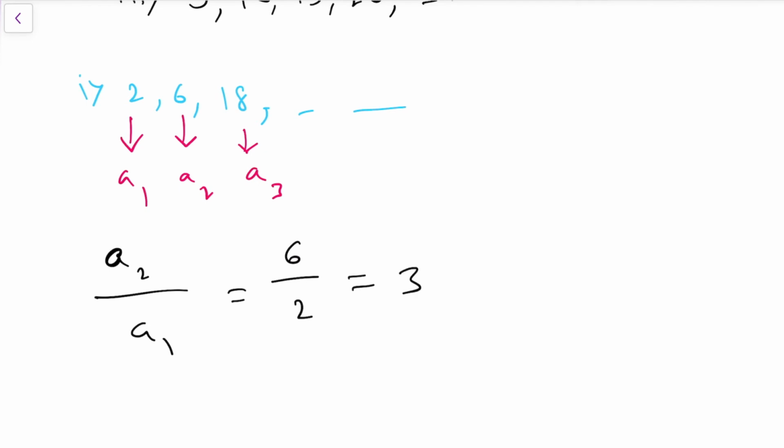The same way third term divided by second term. Third term a3 divided by a2. a3 is 18 divided by a2 is 6. 18 divided by 6, it is 3. So here common ratio, that is r, is the same. So this is GP, geometric progression.